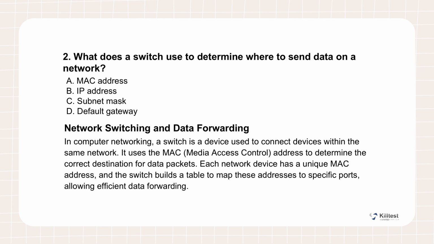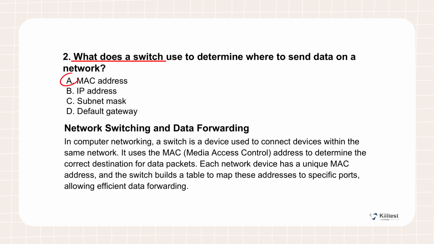Definitely. Okay, let's move on. Next question. What is a switch used to determine where to send data on a network? Your options: MAC address, IP address, subnet mask, default gateway. All right, this one is the MAC address. Okay, so how is that different from, say, an IP address? Switches are more local, right?